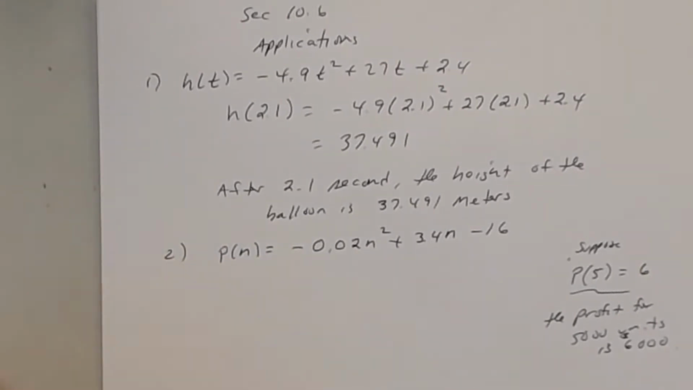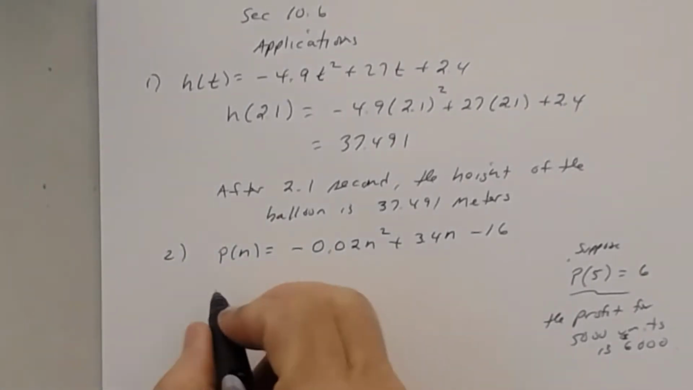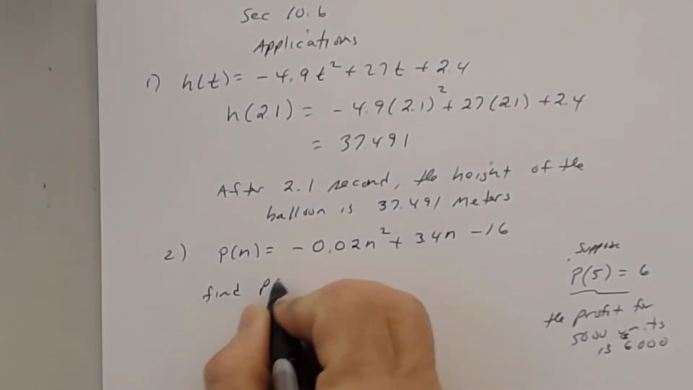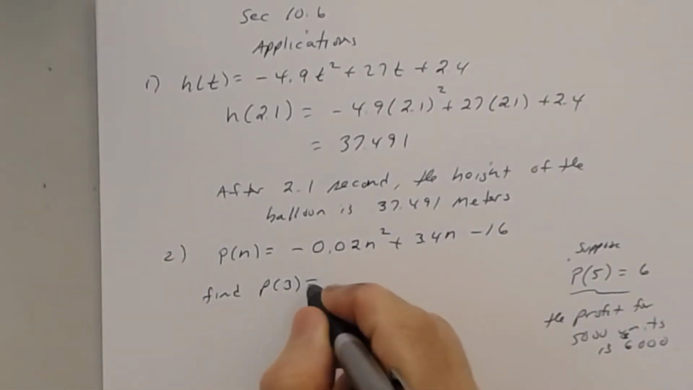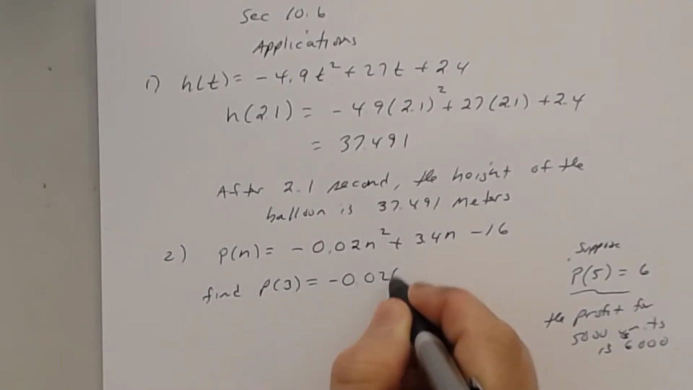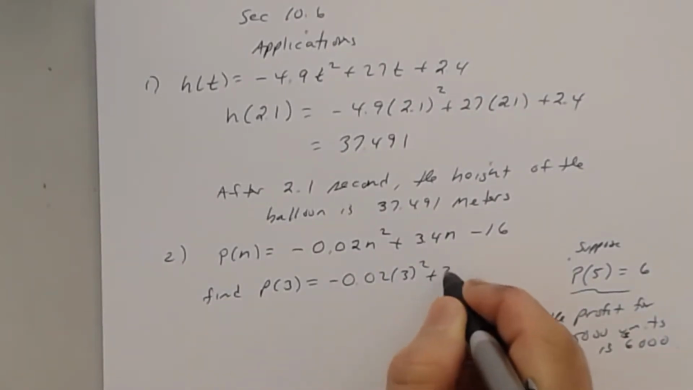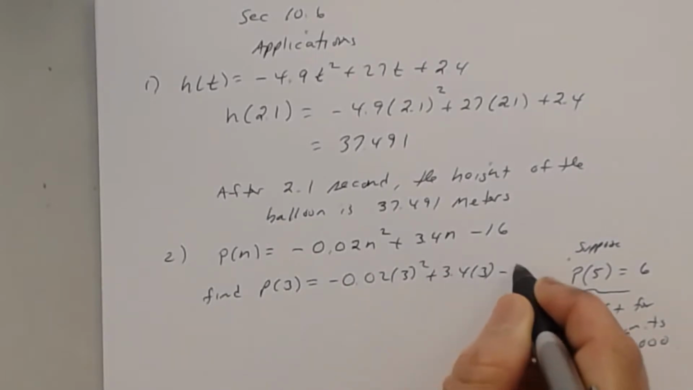Okay, so let's go ahead and actually do number 2. They want you to find P of 3. Where we see the variable N, what do you plug in? 3. Not 3,000, just 3. N really means 3,000, but you really just substitute 3. So you're going to get negative 0.02 times 3 squared plus 3.4 times 3 minus 16.